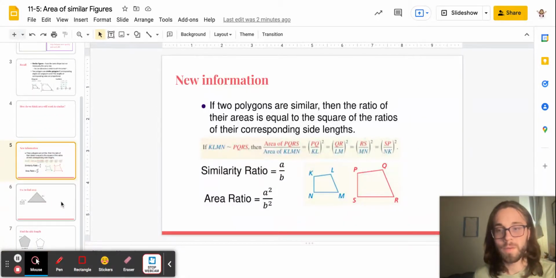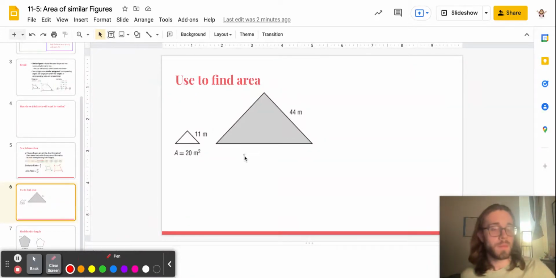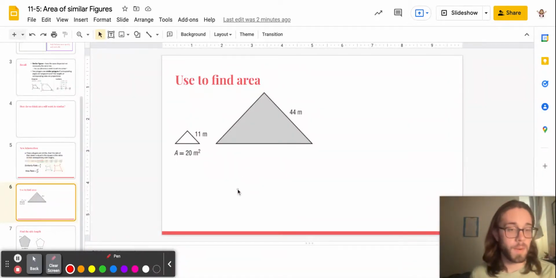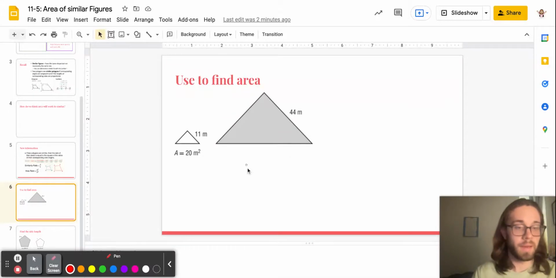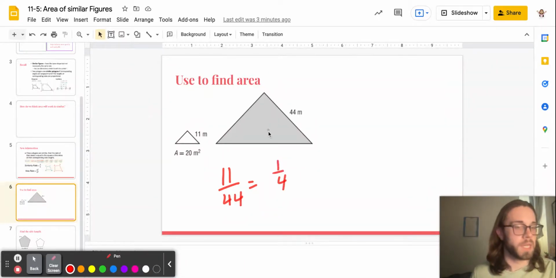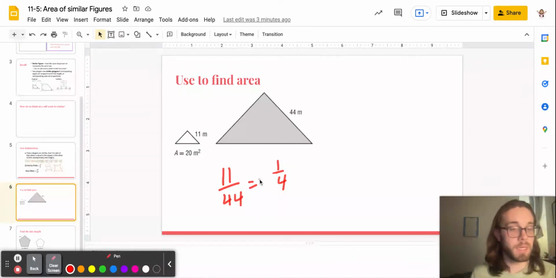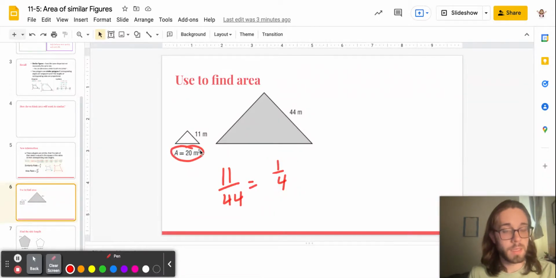Okay. So for example, and we'll do both ways on this one. In this situation, we're given 11 to 44. So we know the ratio of the sides, 11 over 44, right? That's 1/4. So you can almost think of it as this is 1/4 the size of this one. Now that doesn't necessarily give us the area, though. We know this one's area is 20.